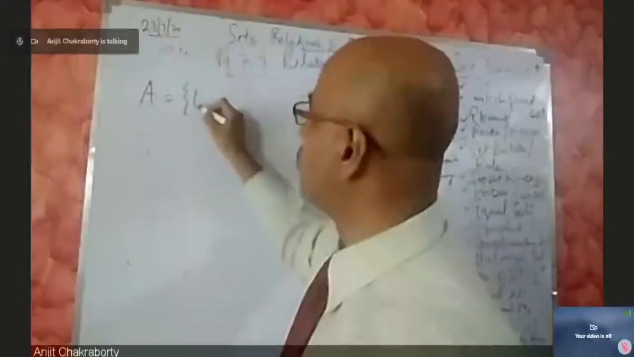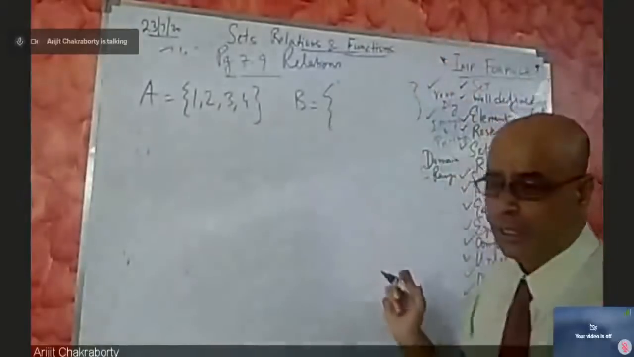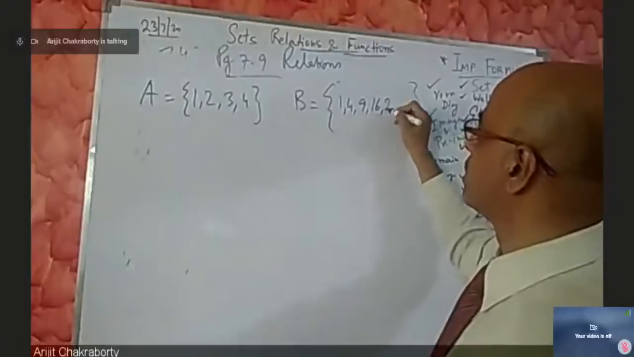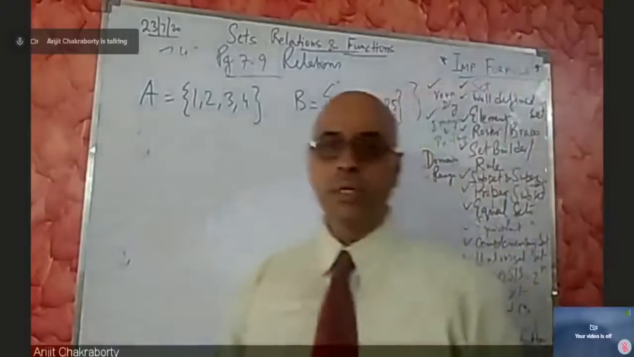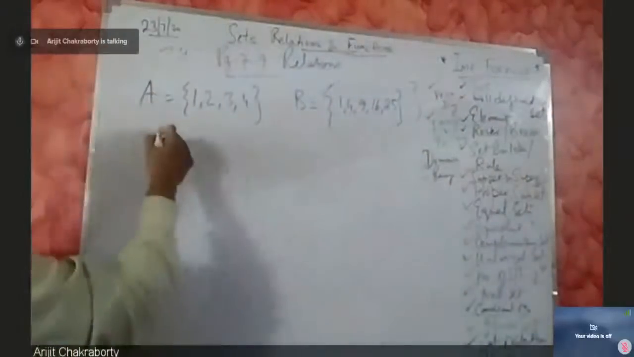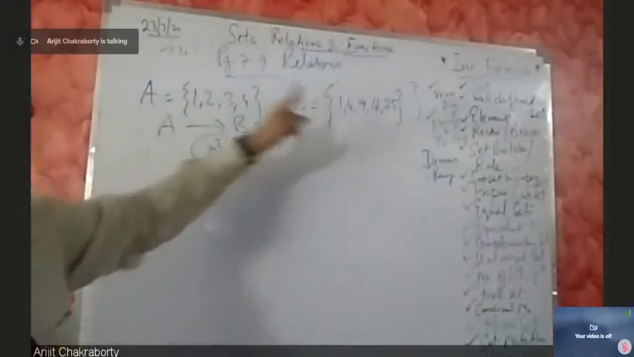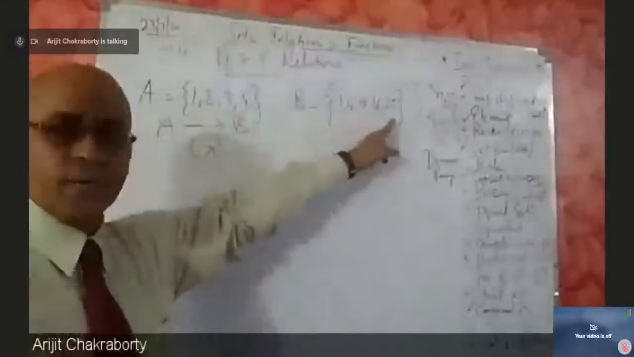1, 2, 3, 4. We have set B with 1, 4, 9, 16, 25. If you see the relation from A to B, the relation is x square, because 1 square is 1, 2 square is 4, 3 square is 9, 4 square is 16. But I have 25. We will see why I have kept 25.